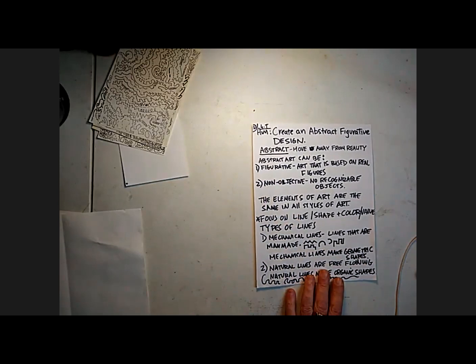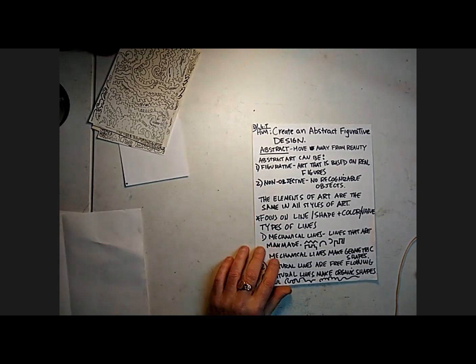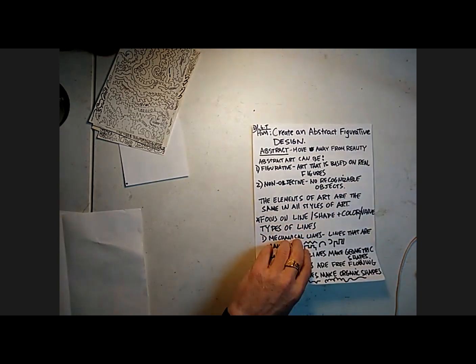And then the elements of art are the same, whether you're realistically drawing, looking at a Rembrandt, or looking at a clay piece. The elements don't change. It's how the artists choose to use them. So we're focusing on line, shape, color, value, and types of lines. The first thing we talk about is mechanical lines and natural lines, and that's the basis for beginning this assignment.